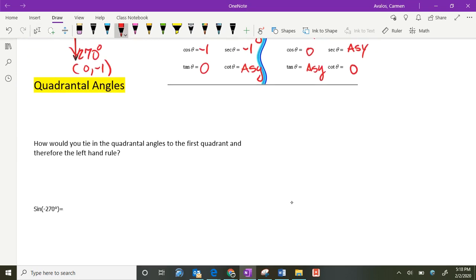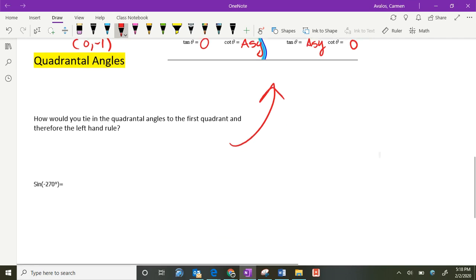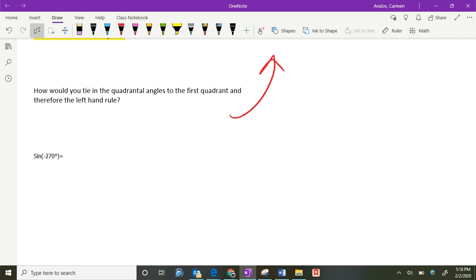So how would you tie in the quadrantal angles to the first quadrant? Therefore, your left hand rule, we just talked about it right up there. So very good there. And then what is the sine of -270 degrees? Well, what is it asking for? Is this asking us for a reference angle? Is this asking us to make an angle? What is this asking us for?